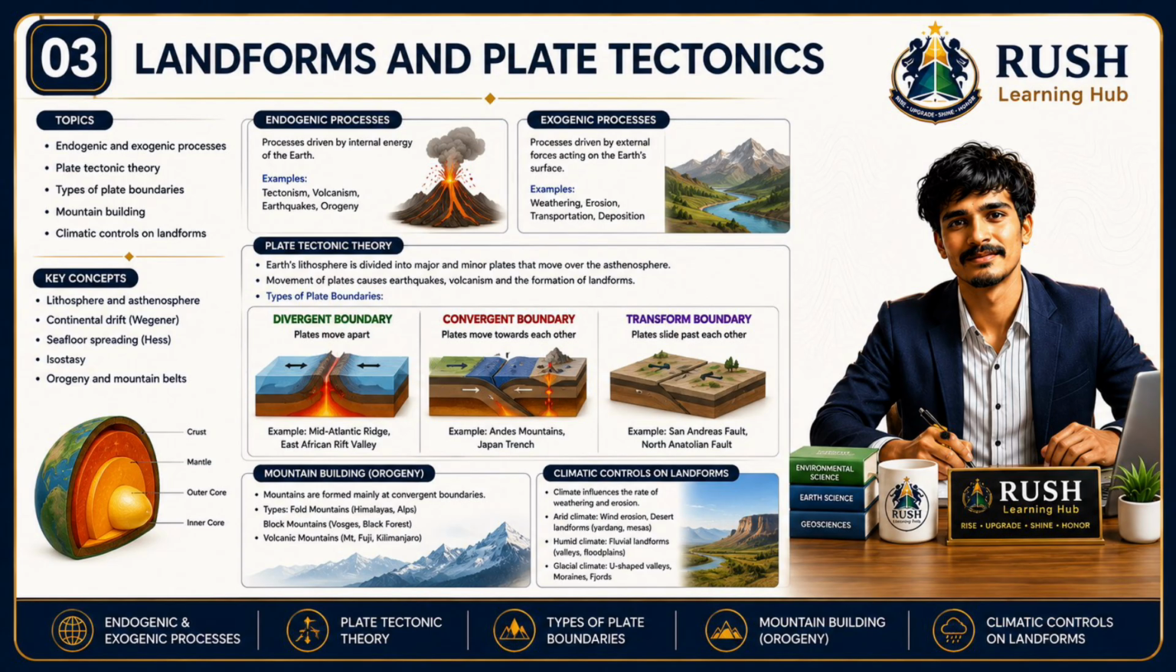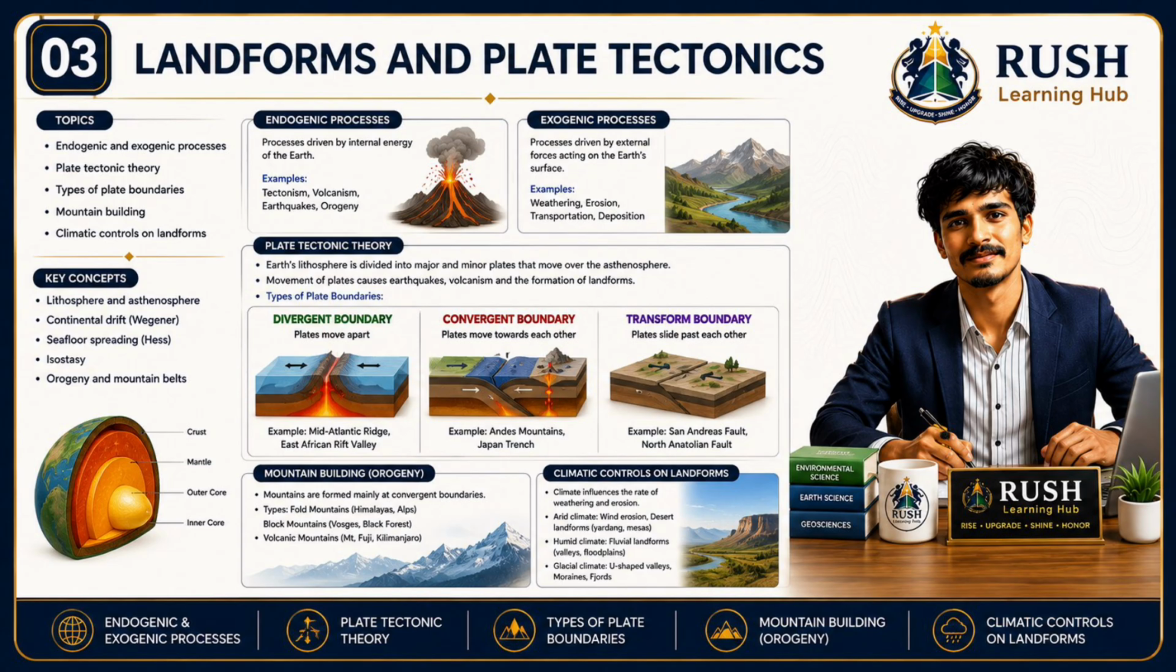The second type is the convergent boundary. At convergent boundaries, plates move towards each other. Depending on the nature of the colliding plates, subduction or mountain building occurs. These boundaries are destructive because old crust is consumed. Examples include the Andes Mountains, the Himalayas, and the Japan Trench.